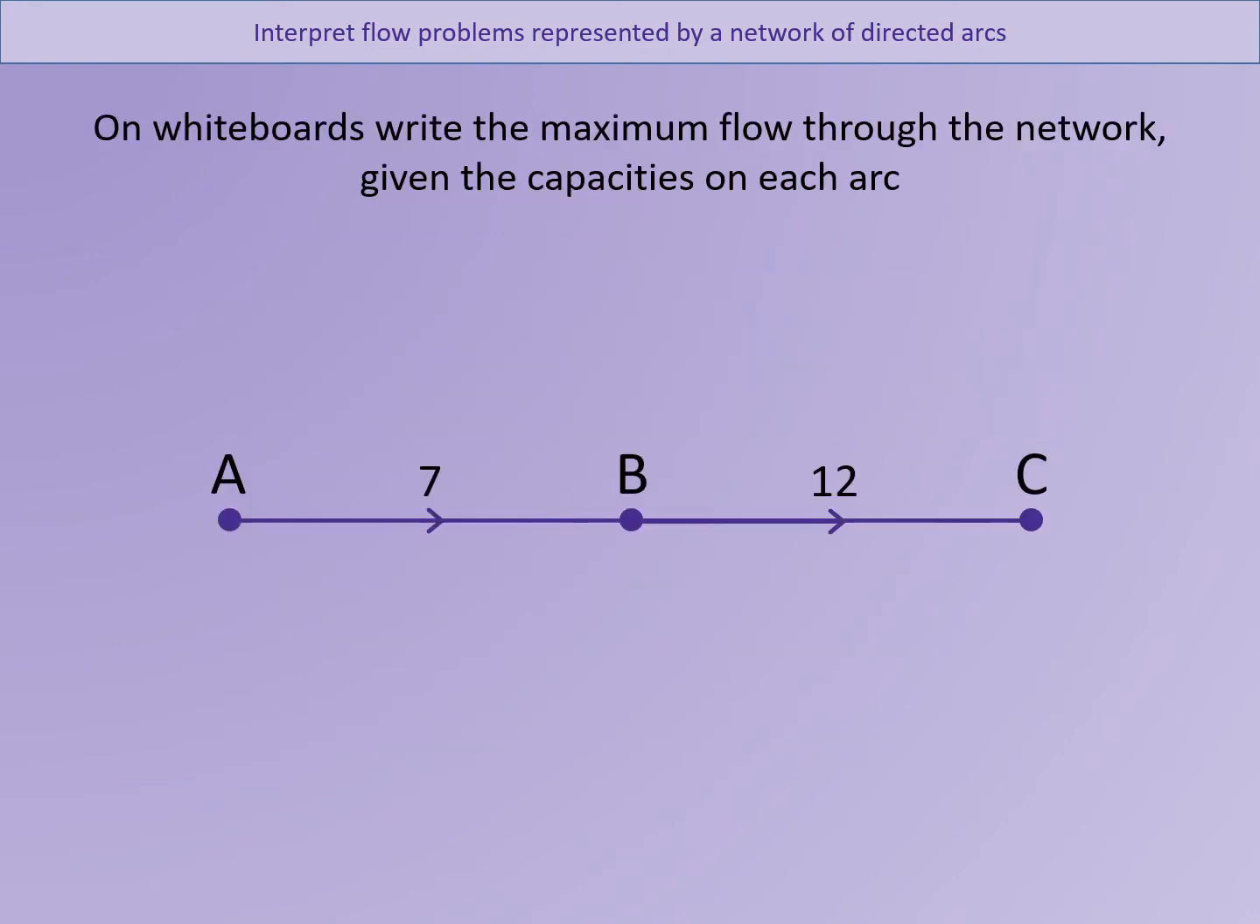So for each of these following situations, I'd like to pause the slide and consider what the maximum capacity is for the entire section of the network. So in this case, what is the maximum flow that can flow from A to C, given the capacities on the arcs there? So the maximum flow here is 7. It's limited by the fact that the capacity from A to B is only 7.